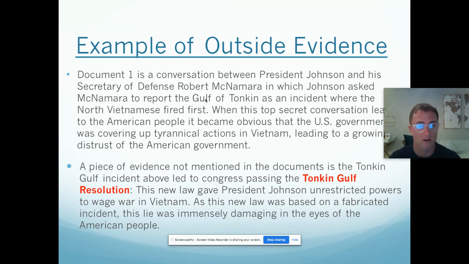When this top secret conversation leaked to the American people, it became obvious that the U.S. government was trying to cover up tyrannical actions in Vietnam, leading to a growing distrust of the American government. Then I say, a piece of evidence not mentioned in the documents.